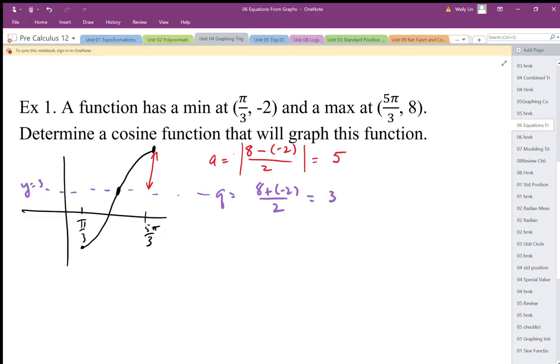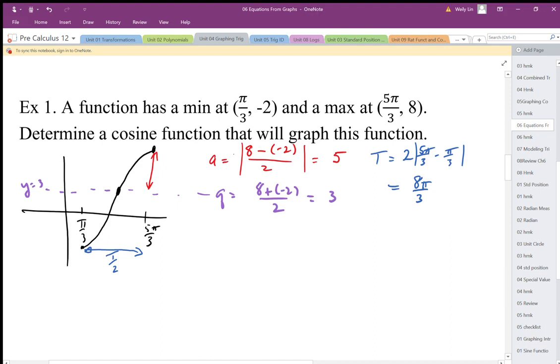Now we want to find our period and our shift. The period we'll do first because it's a little bit easier. We know that this distance from here to here represents half of our period. The distance, so we subtract 5 pi over 3 minus pi over 3. We want to double that distance to get the entire period, because that only represents 2 quadrants, and we want 4 quadrants. So the distance between is going to be 4 pi over 3. We double that distance, it's 8 pi over 3.